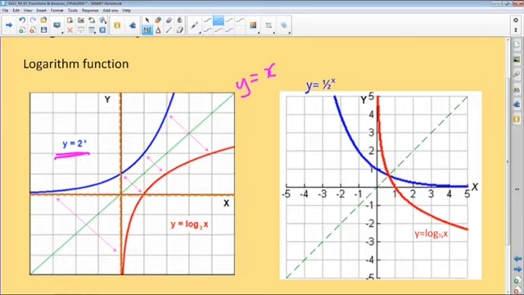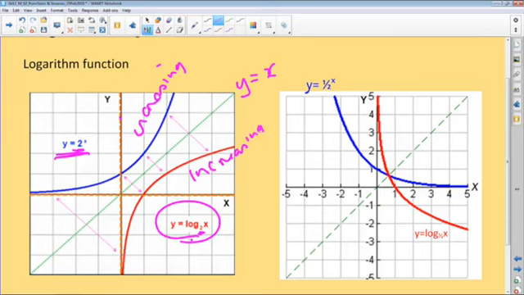y is equal to log base 2 of x, and that is your log function. So you see that your base again is still the same as the base of your exponent. So it's log base 2 of x that will give you your log graph. We know that this is an increasing exponential function, so our log graph here is also an increasing log graph.